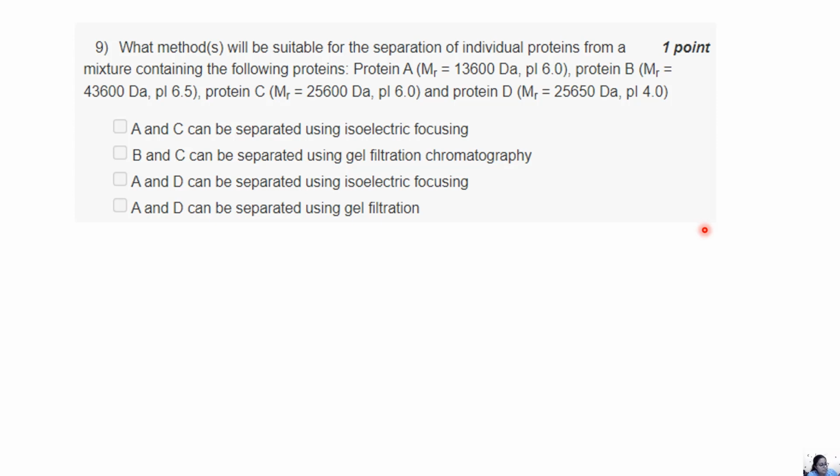To answer this question, you'll need to have a little basic knowledge about these different types of techniques. What does isoelectric focusing do? What is the principle of isoelectric focusing? What is the principle of gel filtration chromatography? So, would you like to take a guess or answer?